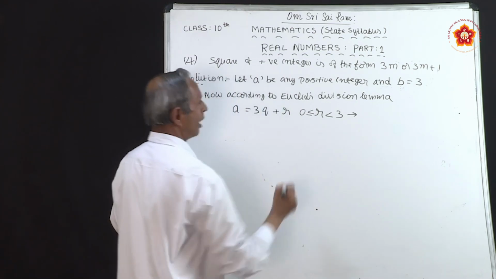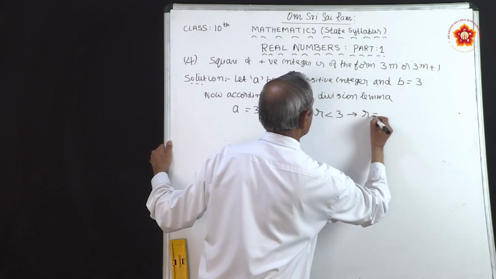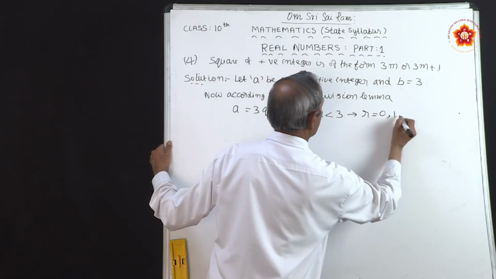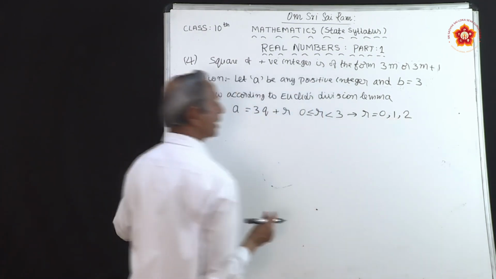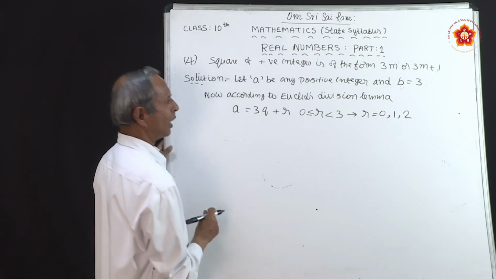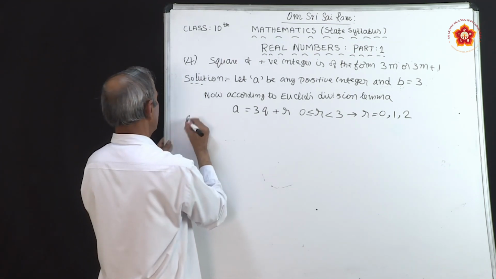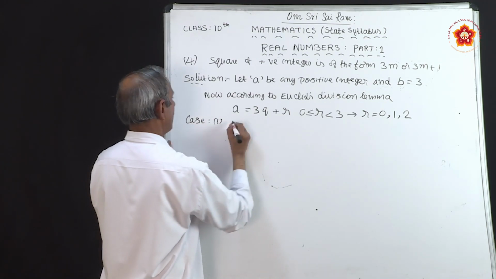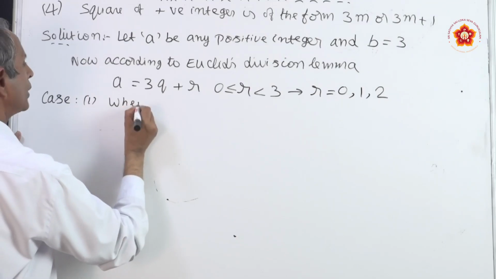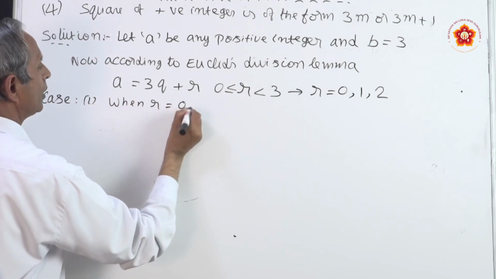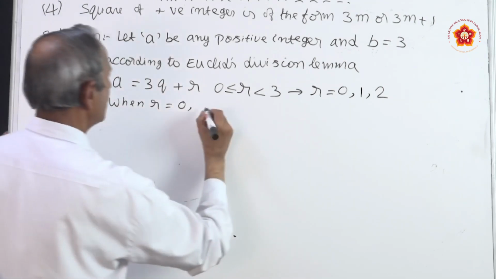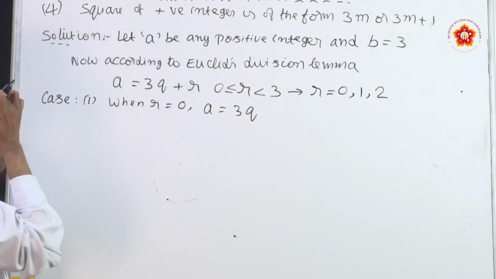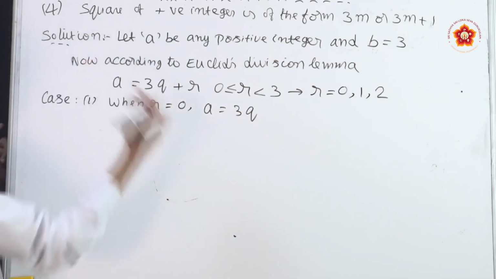That implies r may be 0, or it may be 1, or it may be 2 only. There are 3 cases for the r value: 0, 1, 2. Now, let us take case number 1. Case 1, when r is equal to 0, then a becomes 3q. Now, it is given that you have to show the square of the number.